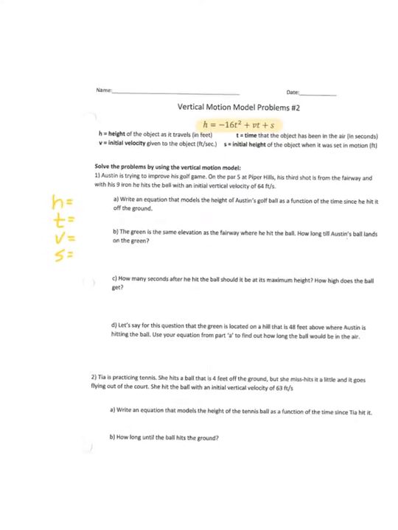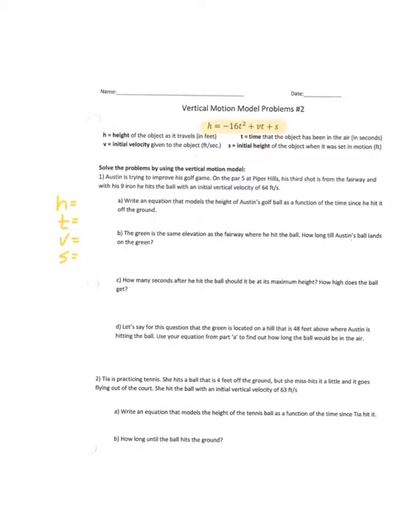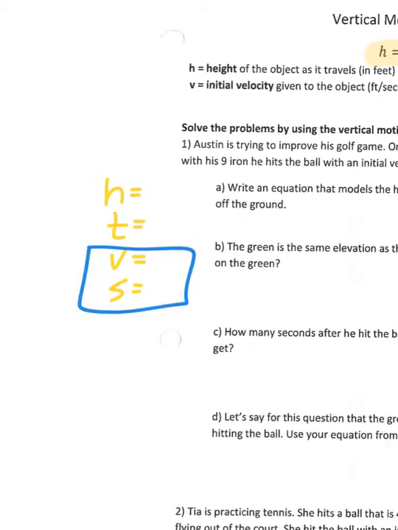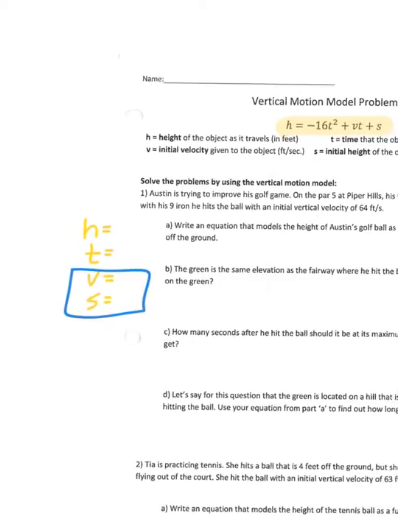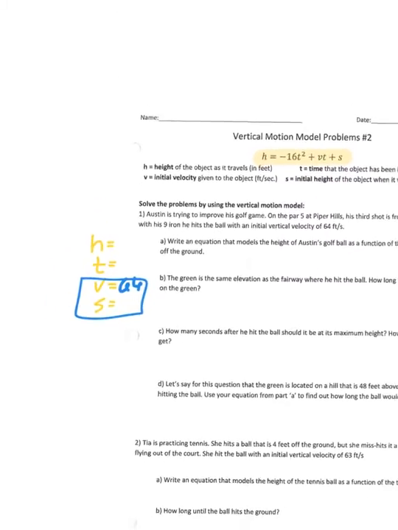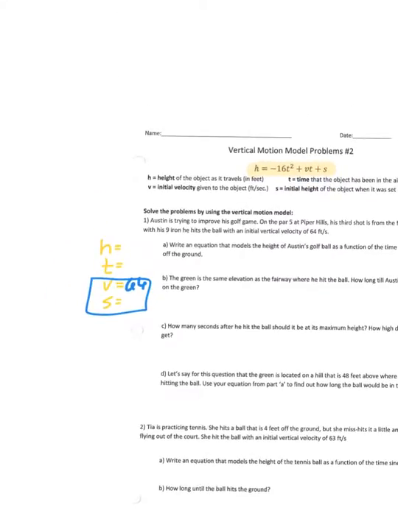Just remember on these problems, often h and t act like our other equations where we've had x and y in the past. So usually when we're done writing the equation, we'll still have those two variables in the problem. Usually the ones that we're looking to put in right away are v and s, the initial vertical velocity, and the s stands for the initial height. So in this case, initial vertical velocity looks to be 64 feet per second. And the initial height, again, unless they give us an initial height, we're assuming we hit it off the ground. It looks like in this first part of the problem.